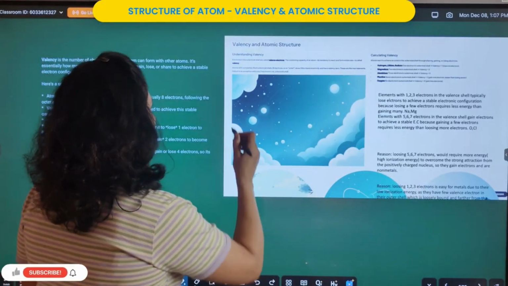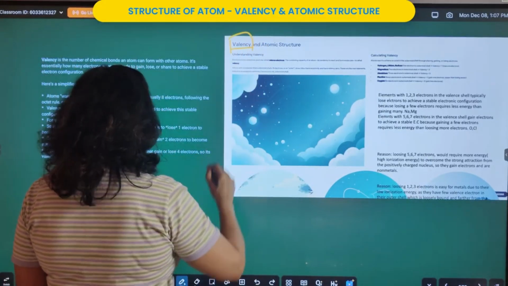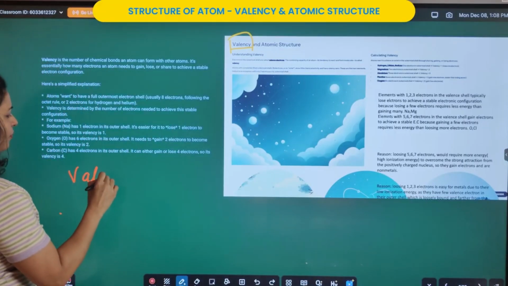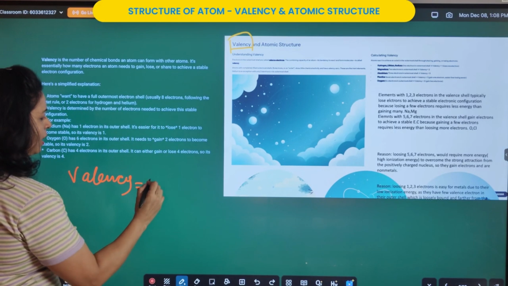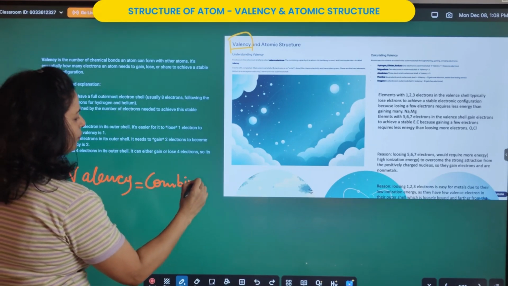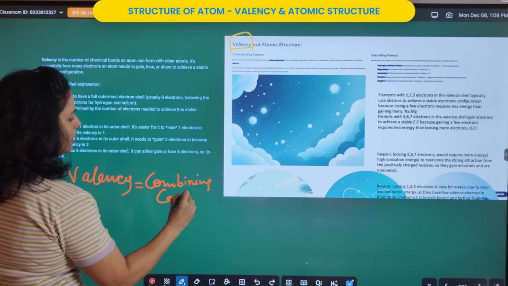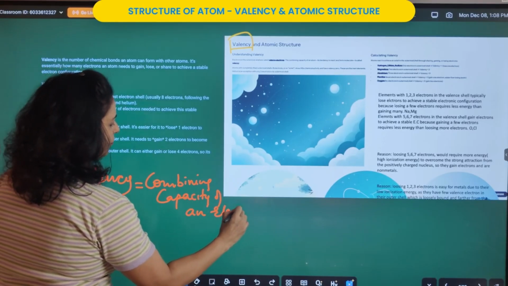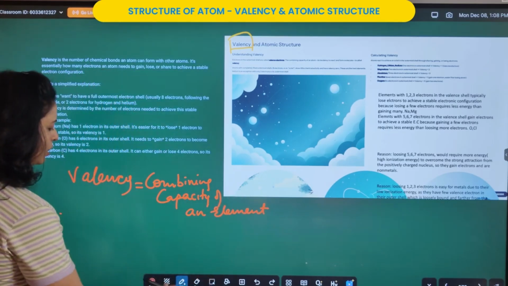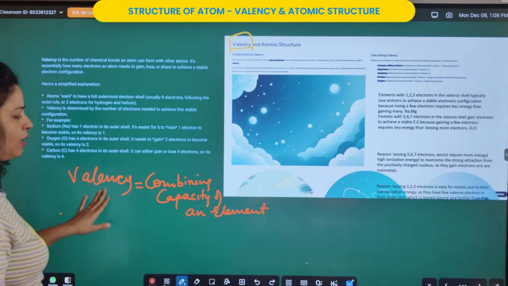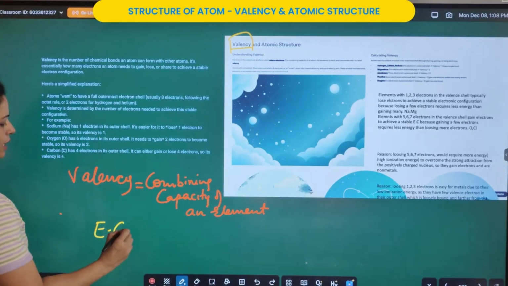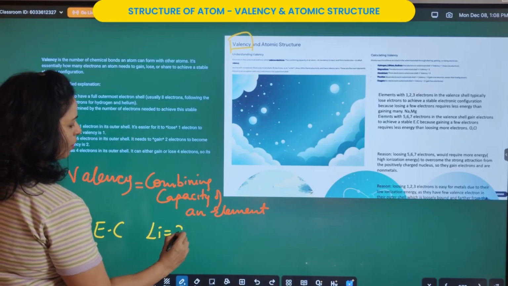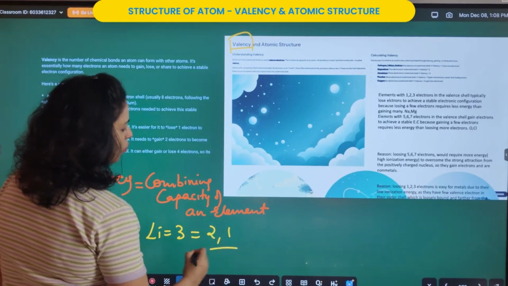So what is the meaning of valency? First you need to understand the meaning of valency. Valency is nothing but the combining capacity of an element. Okay, just now we have studied the EC, right? So if I say lithium, atomic number 3, its EC was 2, 1.